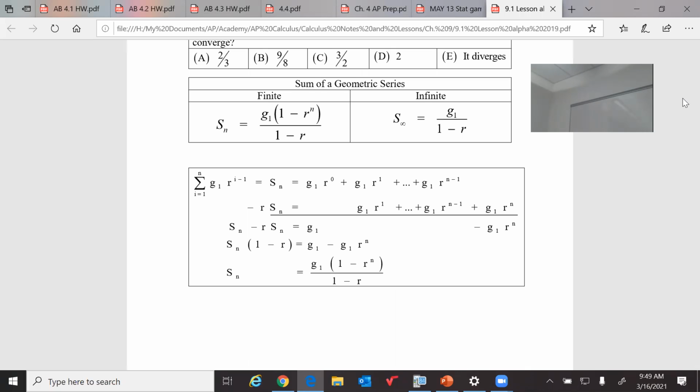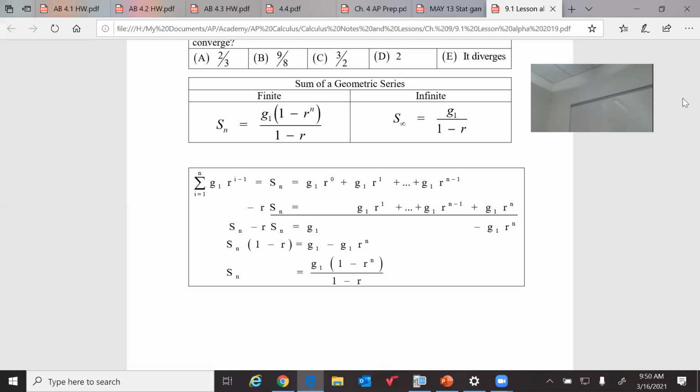Sigma, the sum. G sub 1 means the first term of the geometric series. And R is the constant ratio. S sub n is the sum. So my first term is G sub 1. Yes, the first term. And that'll be multiplied by R to the 0 power, which is 1. Meaning you didn't multiply by R yet.